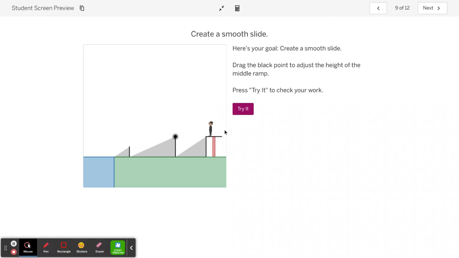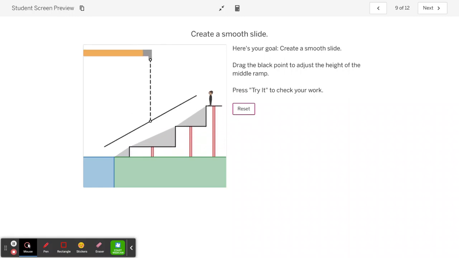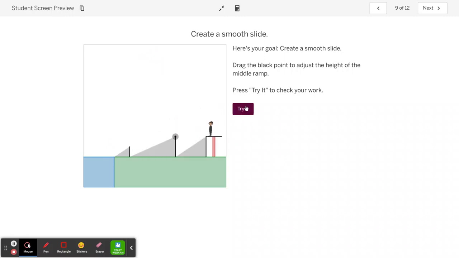I can move it a little bit. Is it going to work if I hit try it here? I'm getting closer. You need to move this black dot so that this slide works. You want the little guy to be able to slide into the water.